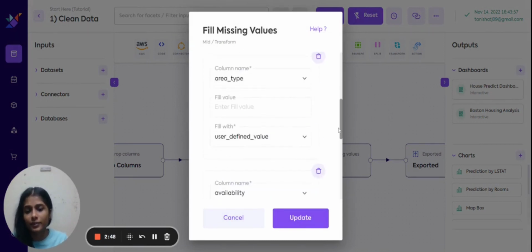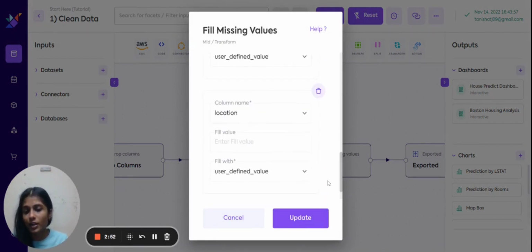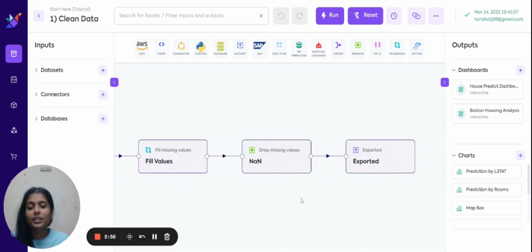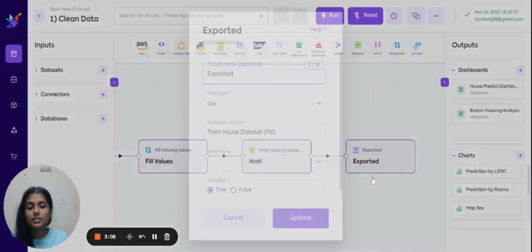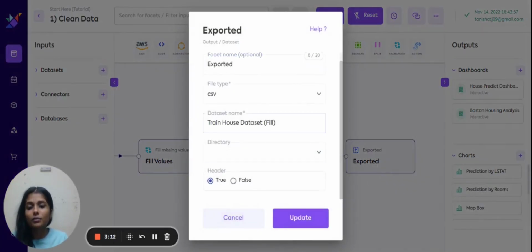For example, balcony we are filling with the average, while availability is a user defined value, because we cannot have an average or mean in that. Then after filling, if the statistics show that some values are still left, then we are dropping those, and finally we are exporting the clean data set with the name train house data set fill.